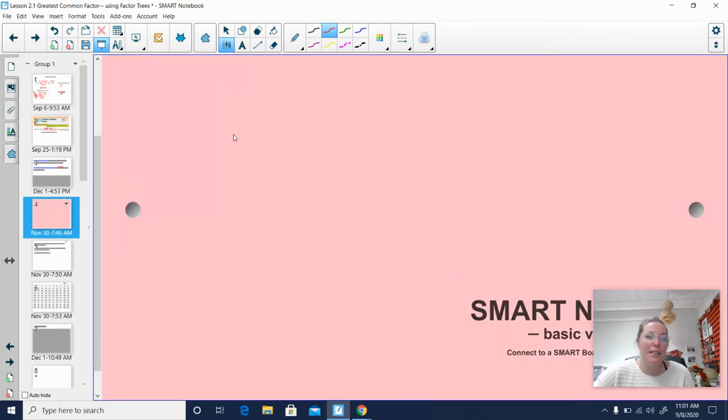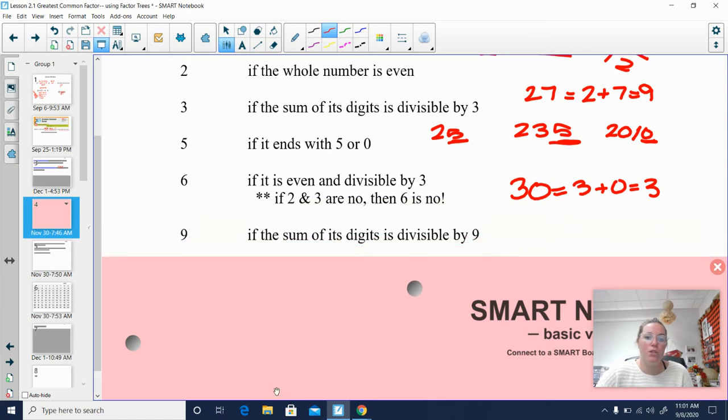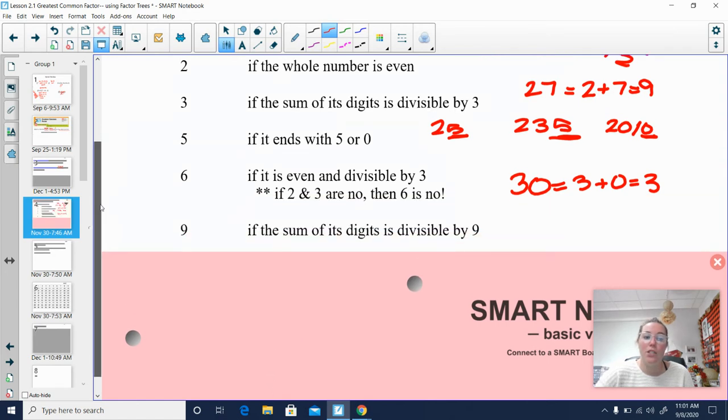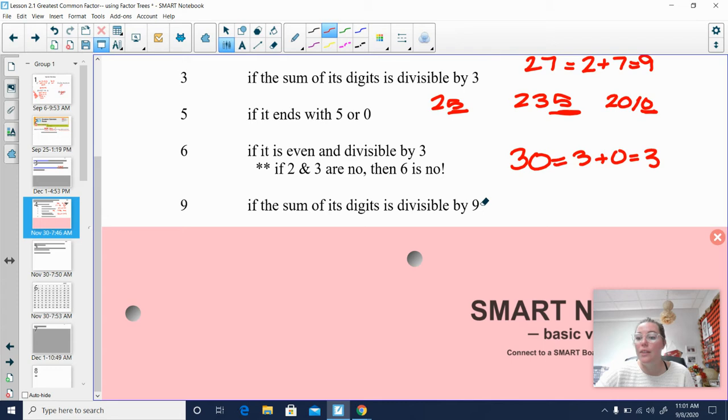A 9 is similar to a 3. If the sum of the digits is divisible by 9, the number is divisible by 9. So 3 plus 0 equals 3. 3 is not divisible by 9, so that means that 9 cannot go into 30 evenly. But 27, remember, we did 2 plus 7 equals 9. So 9 is divisible by 9, which means 27 is divisible by 9.